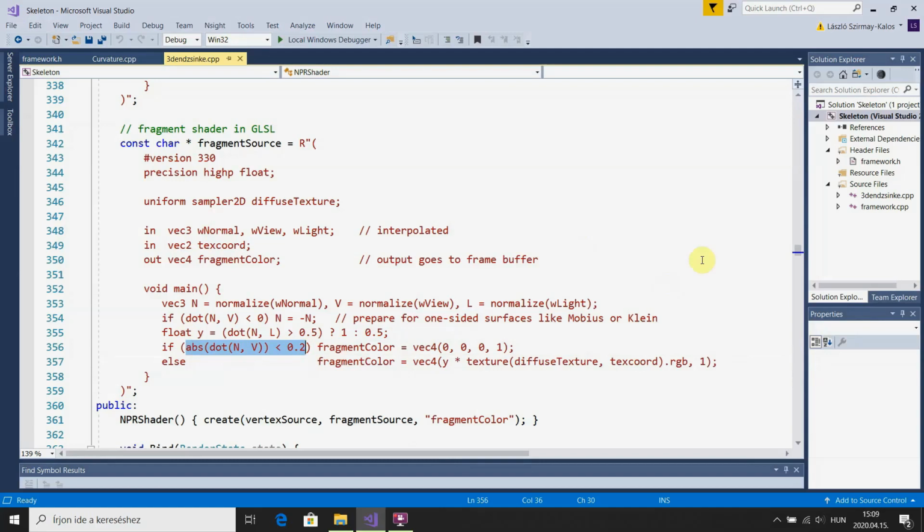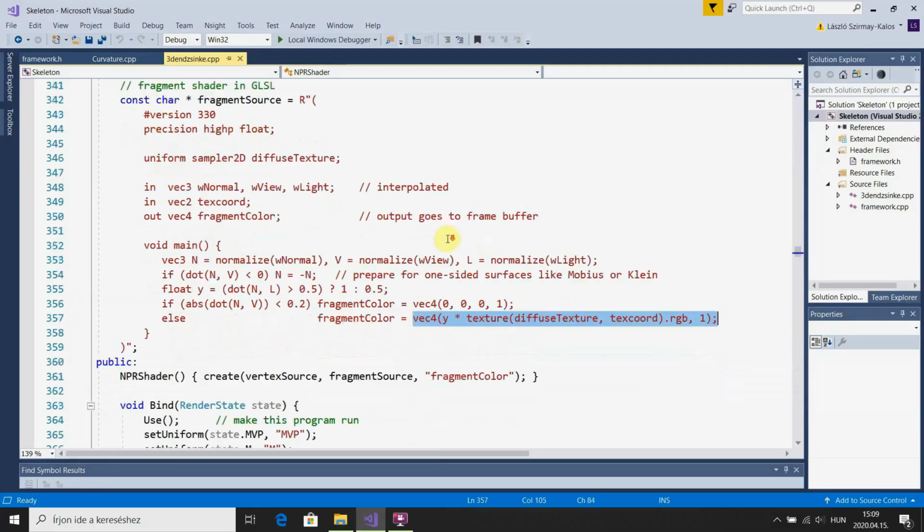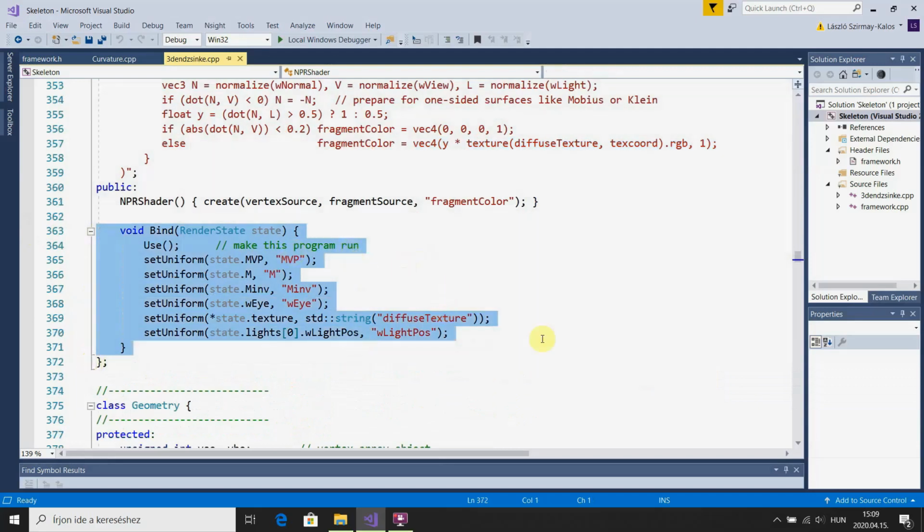So a silhouette can be recognized from the fact that here the normal vector is perpendicular to the viewing direction. We check it with a threshold, so if the cosine of the angle between the normal vector and the view direction is close to 0, which means that we are about the orthogonal case, then the pixel color is replaced by black. Otherwise, we use the quantized textured diffuse reflection and write out the result to the frame buffer. The bind function initializes the uniform parameters of this particular shader.